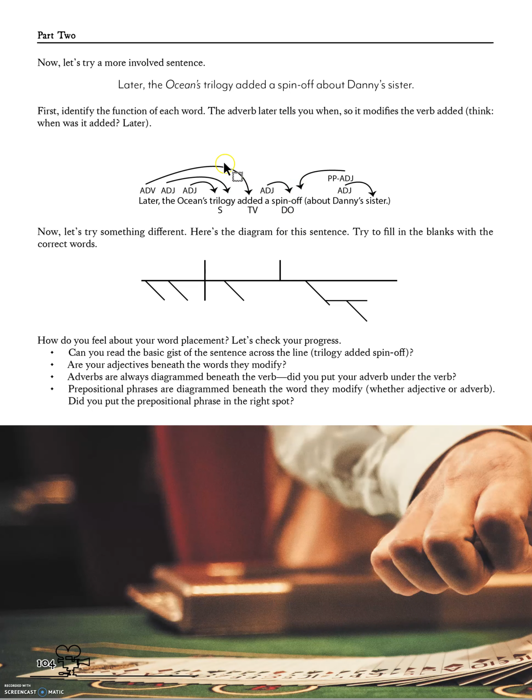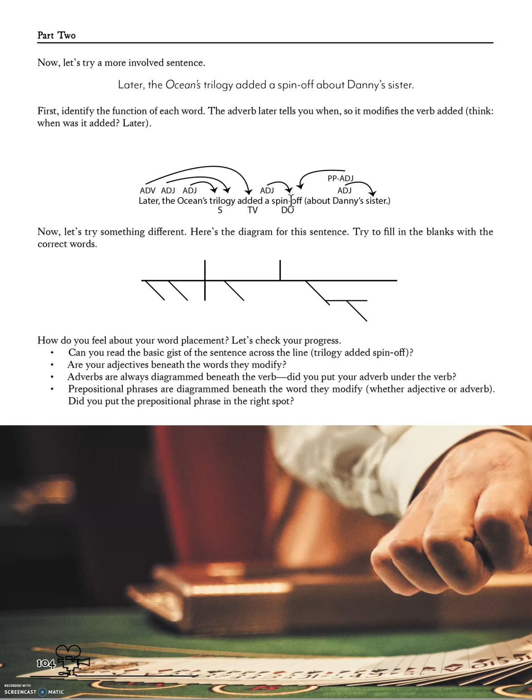If we keep going, we've got the Ocean's trilogy later added a spin-off about Danny's sister. So we can see that it's trilogy added spin-off about his sister. Later, the and Ocean's are all going to be modifiers here. But what we've done in the book here is we've given you the diagram. So if you want to pause this video, take a minute and figure out where the words would go. I'll wait.